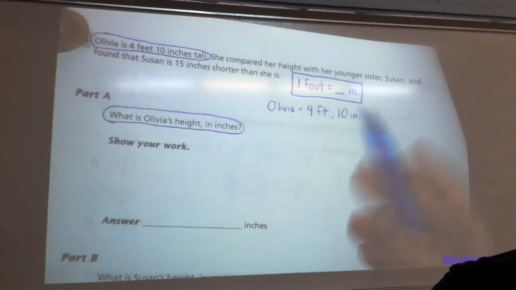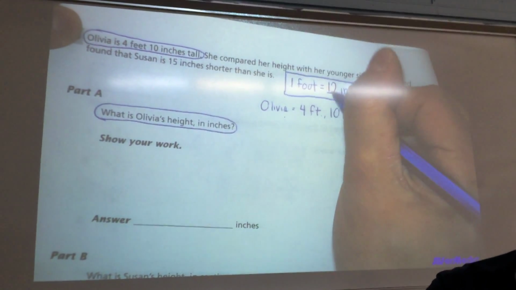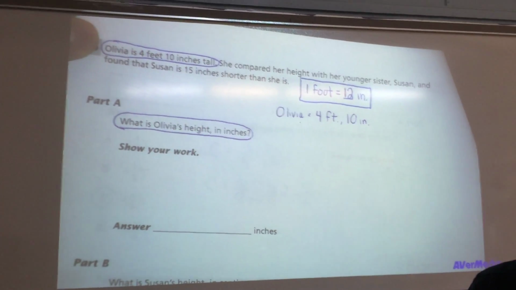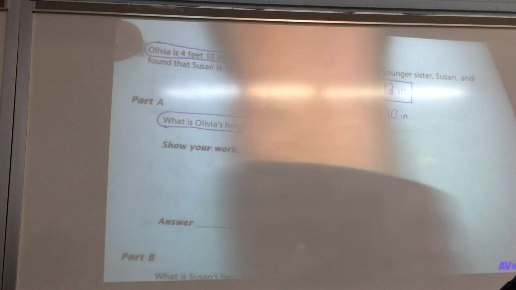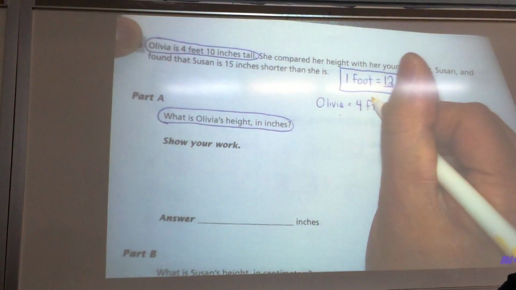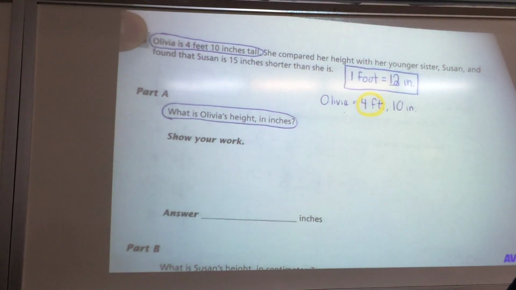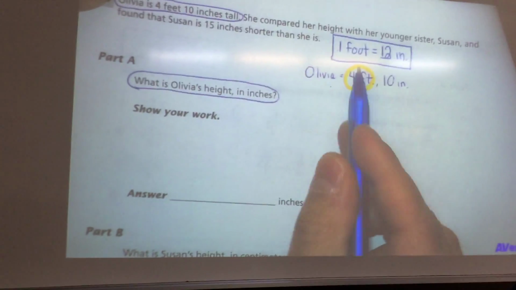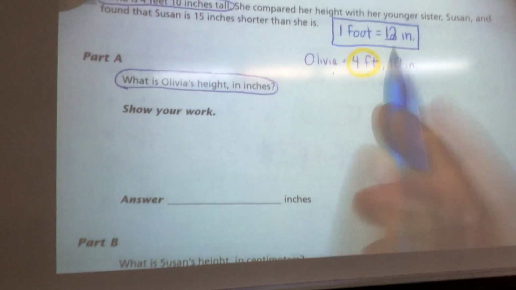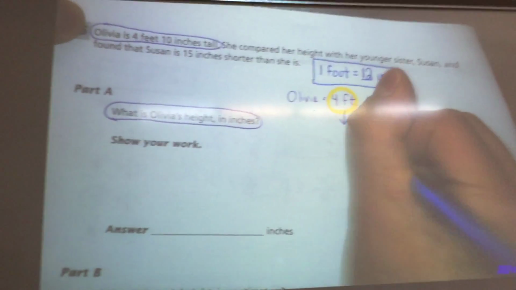12 is correct. Okay? So 1 foot is 12 inches. So let me ask you this. If Olivia is 4 feet tall, let's just talk about, she's 4 feet 10, but let's just look at the 4 feet for a second. If 1 foot is 12 inches, how much is 4 feet?